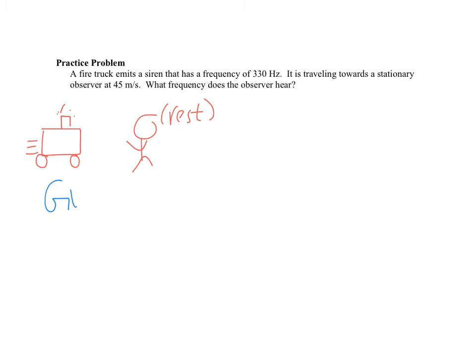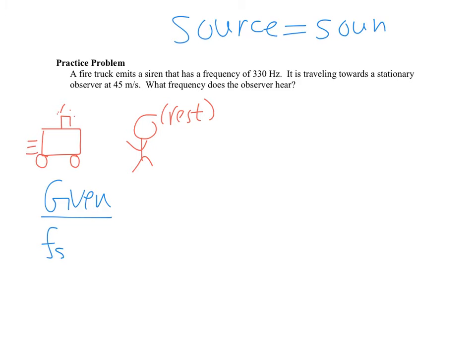Our given information: the frequency of the source, where the sound comes from, is 330 hertz, coming from the fire truck. It's traveling towards the stationary observer at 45 meters per second. So V of the source is 45 meters per second. It's positive because it's moving towards.